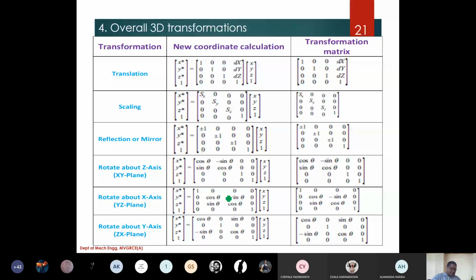you can identify the differences and you can compare various transformations. Okay, and the reflection, as I was talking about reflection, right? Reflection plus or minus 1, plus or minus 1, plus or minus 1. This is where you get all the plus or minus.